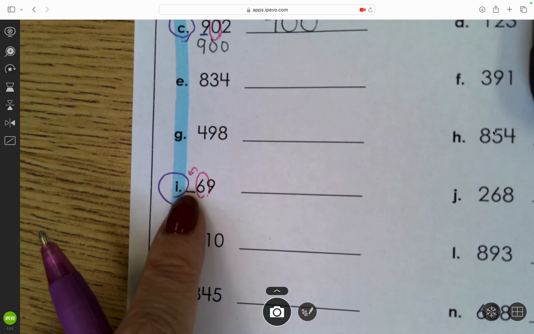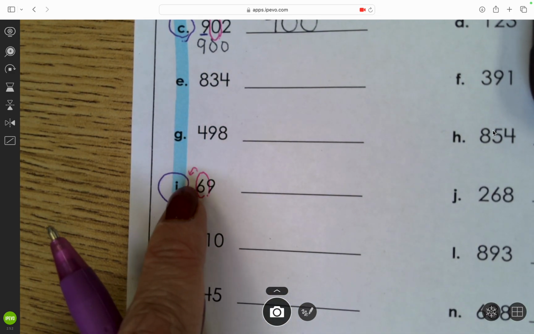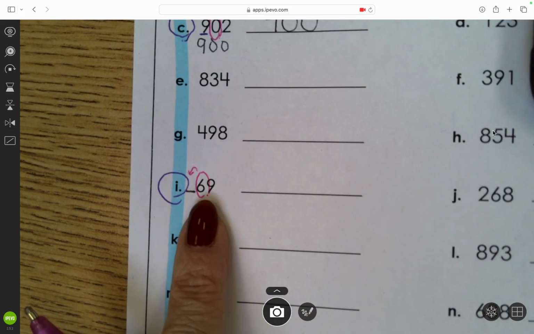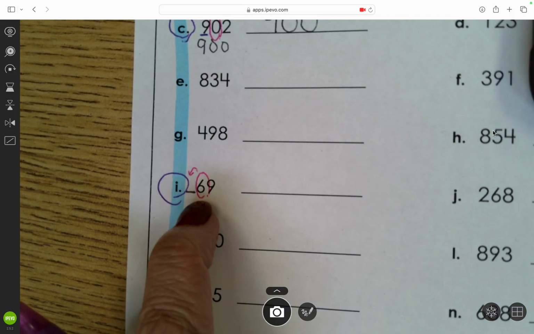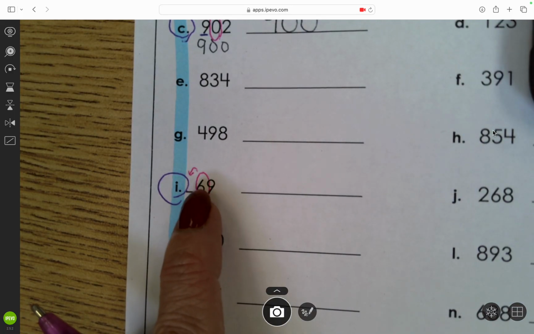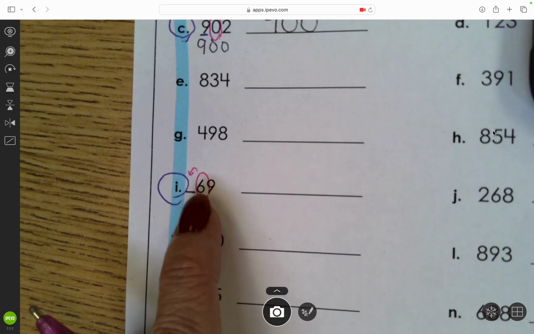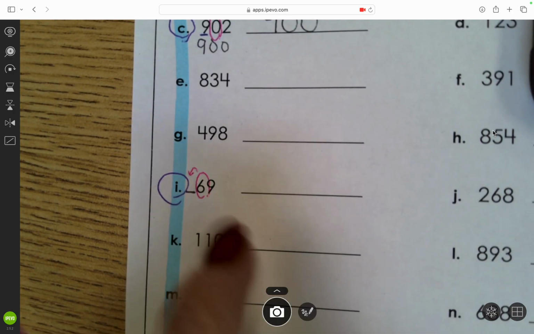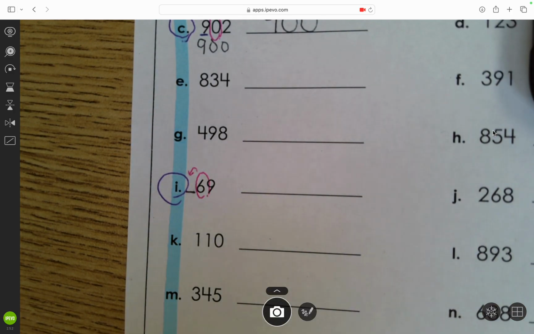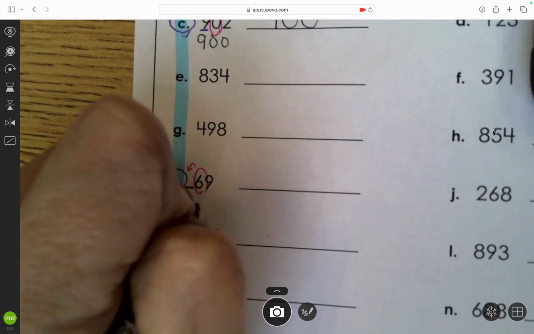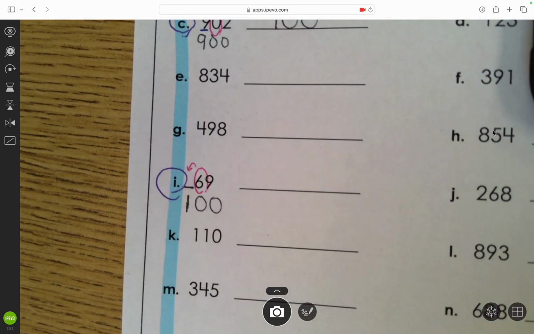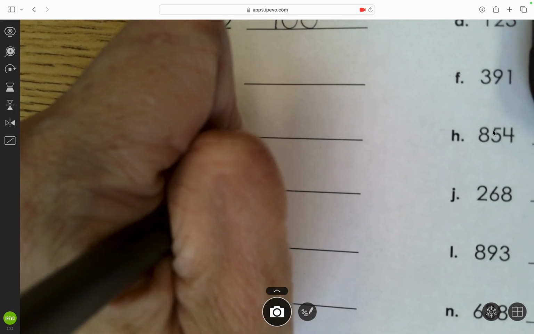Now, if there is no number here, we could pretend it's a 0. So let's say the chant. 4 or less, let it rest. Nope, the 6 is not 4 or less. 5 or more, raise the score. Yup. The 6 is 5 or greater, right? So what do you think that's going to become? A 1. And then the digits after become zeros. So 69 rounded to the nearest 100 is 100.